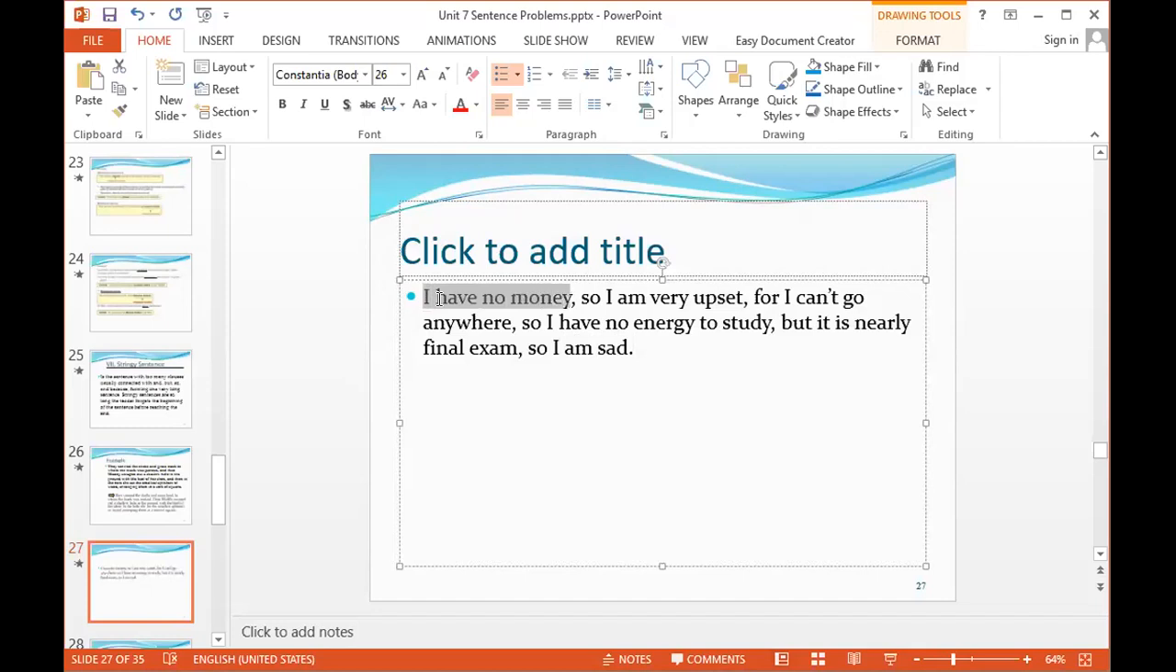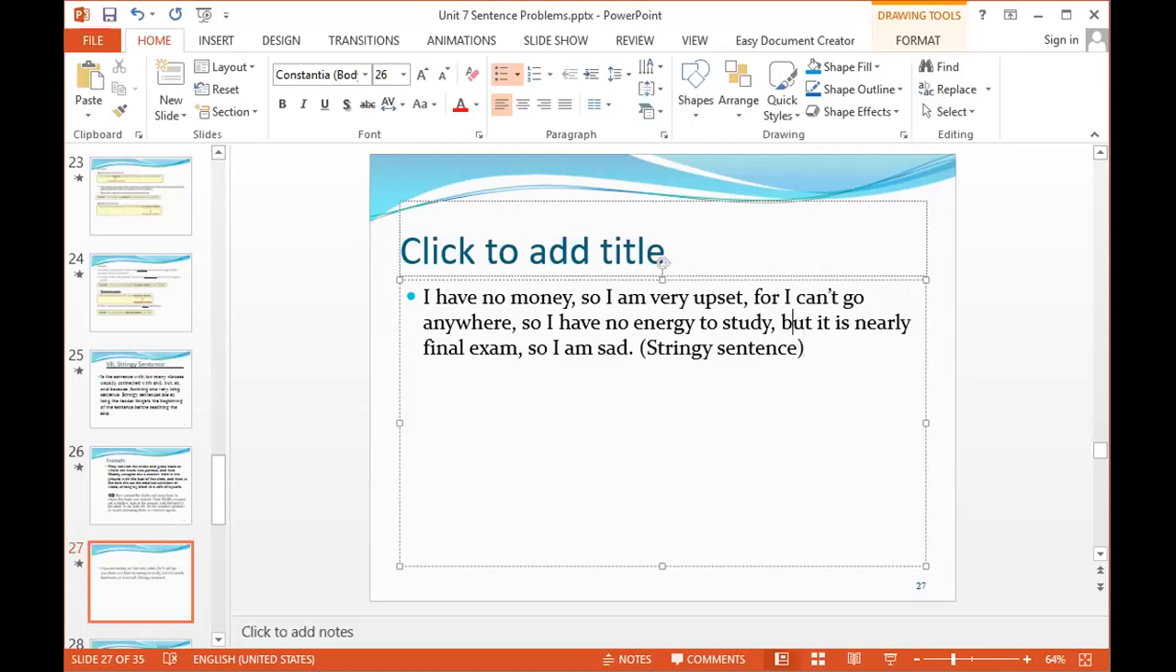I have no money, one sentence. I am very upset, one sentence. I can't go anywhere, third. I have no energy to study, fourth. It is nearly final exam, fifth. I am sad, sixth sentence. So we combined too many sentences like this. It is wrong. We call it a stringy sentence. So how do we correct it?